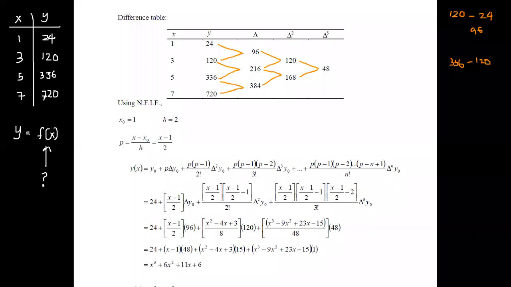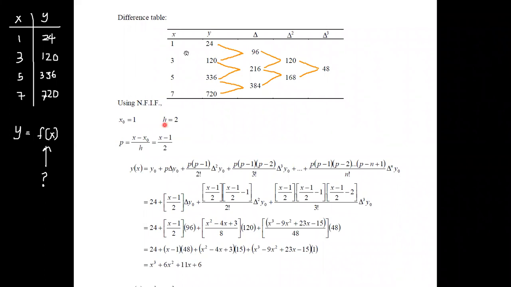Now what we can do is apply Newton's forward interpolation formula. First of all, we will identify a function, which is the thing they asked us to do initially. If you use Newton's forward interpolation formula, first of all, we need to identify what the value of x naught is and what the value of h is.